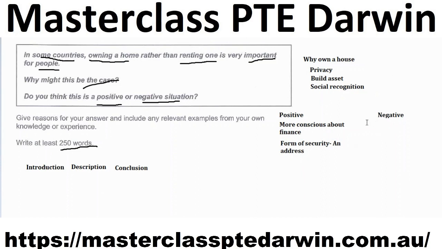Okay, so what are the negative sides of owning a house? Sometimes it costs a large amount of money, so it creates a large debt. You buy a house and sometimes the repayment is 30% of your salary, 40%. So it sometimes creates a big financial pressure on you, and that could have a negative impact on life.